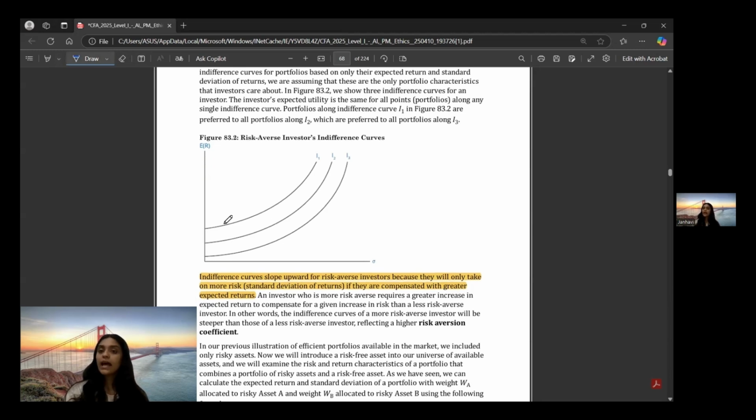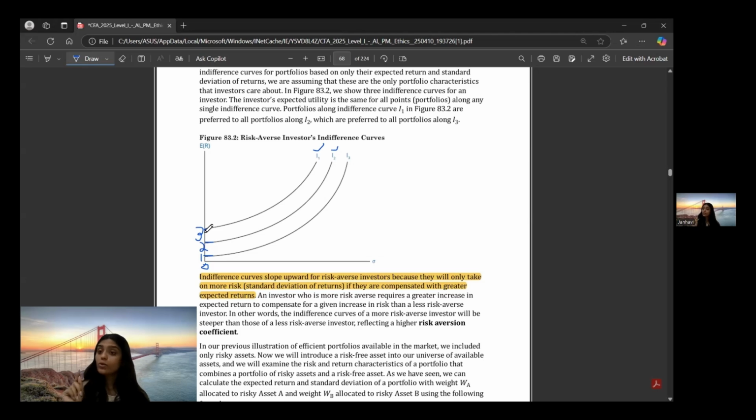So now, why does an investor prefer I1 to I2 and then I3? Now, if you see, at this point, the person is taking zero risk, correct? But still, he's getting higher returns than I2 or I3. For example, if this is 1, this is 2, and this is 3, the investor is getting more returns for taking the same amount of risk.